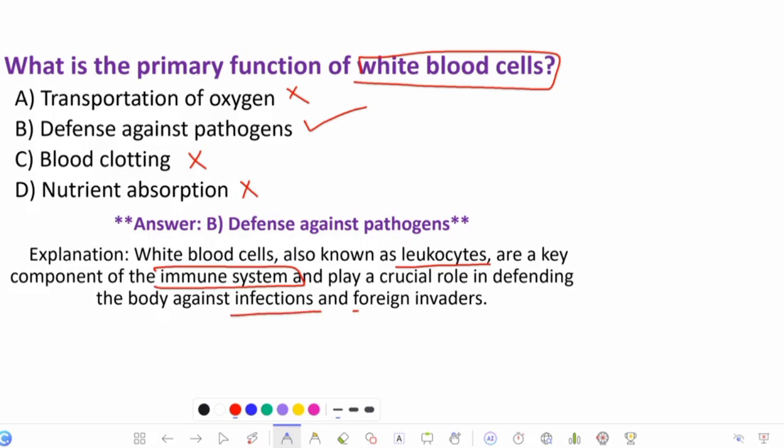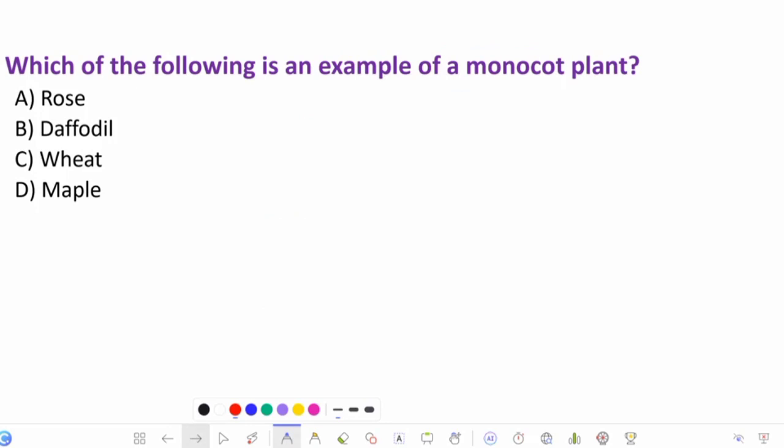Yes, they are foreign invaders. Okay, so these are the functions of white blood cells, also called leukocytes.